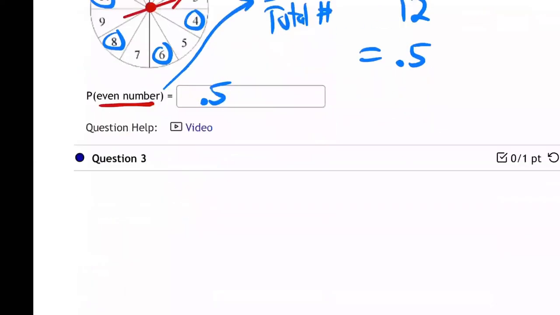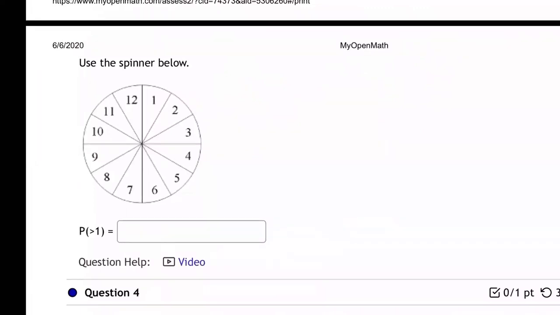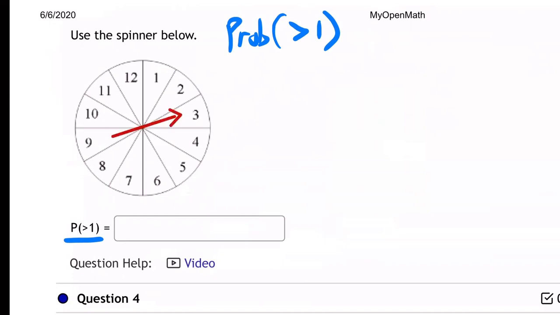And then let's do one more, number 3 here. On this question, it says probability greater than 1. Let me write that up here. Probability greater than 1. So I'm going to spin a spinner again. Let's draw in the spinner. I'm going to spin that spinner, and I'm really hoping that I get a number greater than 1.